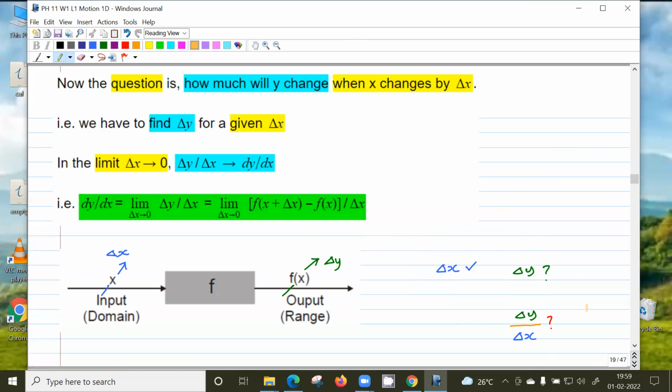So if it's connecting x and y, now we have to ask, if I change this x by small amount delta x, how much will y change? Let the amount of change be delta y. Suppose I'm changing delta x by 0.1 and delta y changes by 10. And for the change of delta x 0.1, delta y changes by 1. So which one changes more? The first one, right? Delta y. So how much delta y is changing for the given delta x, to get that idea, that is called derivative of the function. So derivative of the function gives an idea of how fast the y is changing when I change x.